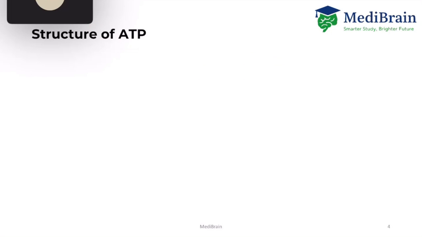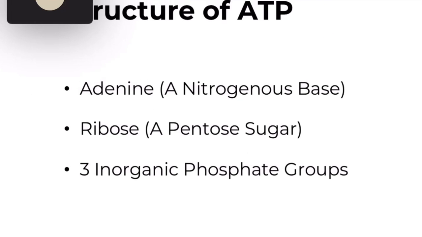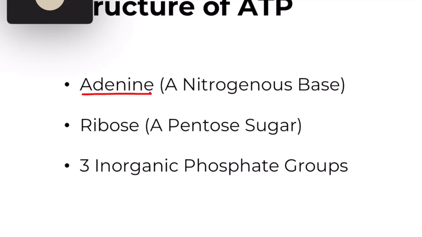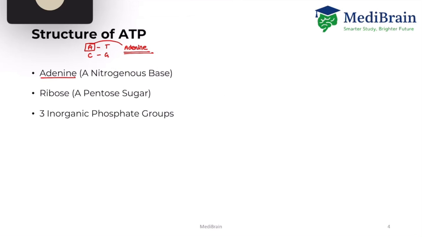Now if we move on to the structure of ATP, there are three main components of ATP. We've got adenine, and you probably remember adenine from where we looked at it before. Remember, we looked at A pairs with T, and C pairs with G. It's not really relevant, but over here, A was adenine, and we looked at that a couple of lessons back. And adenine is part of the nucleotide, and it's a nitrogenous base.